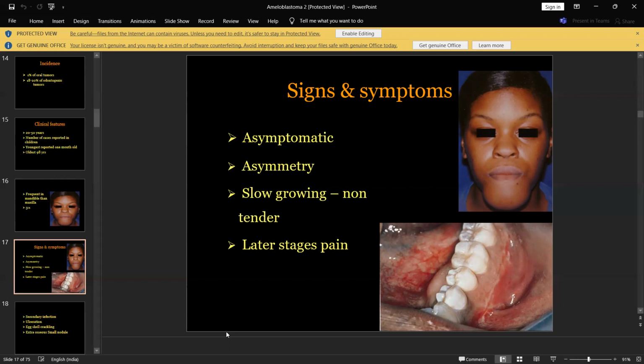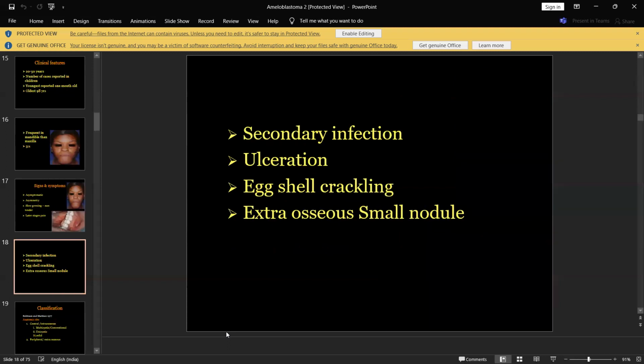The first thing is to look for asymmetry. Then the lesion is very slow growing as well as non-tender, slowly progressive. Okay, so in later stages, pain can arise. If it is secondarily infected, ulceration can happen. Then it eats up the surrounding buccal bone, so when you touch that region, you get something called eggshell crackling, which is typical of any cyst. Okay, then you get an extra small nodule-like lesion.